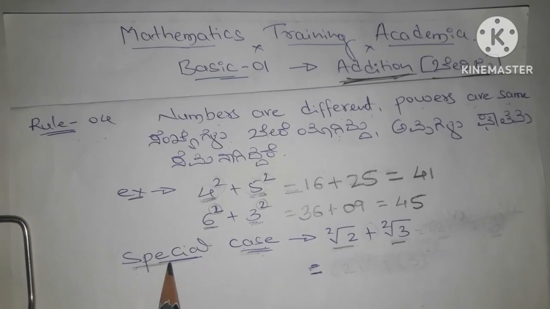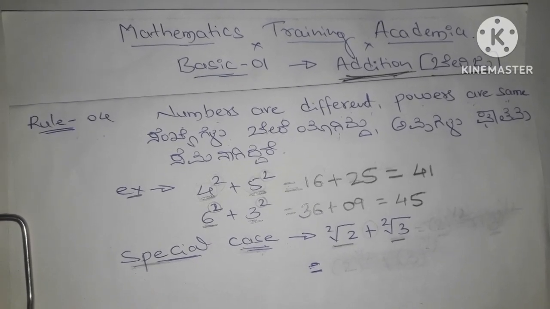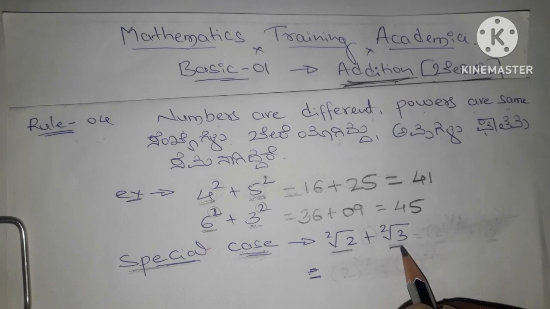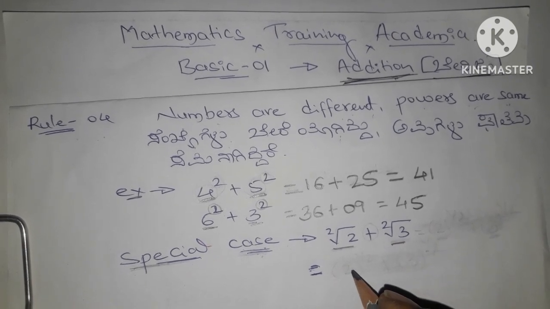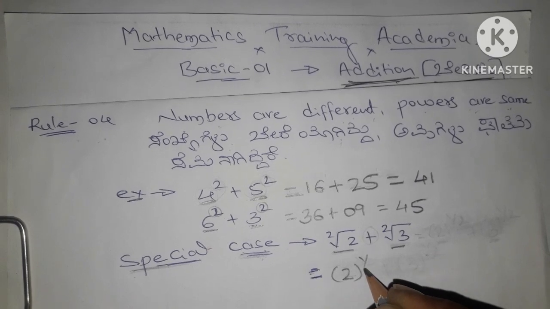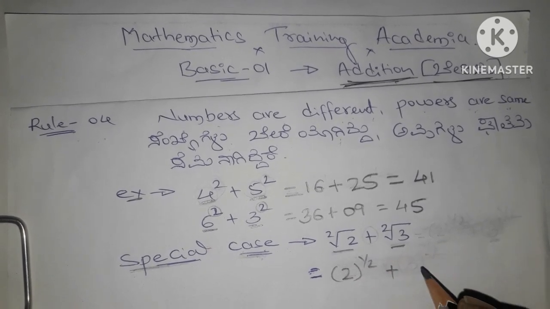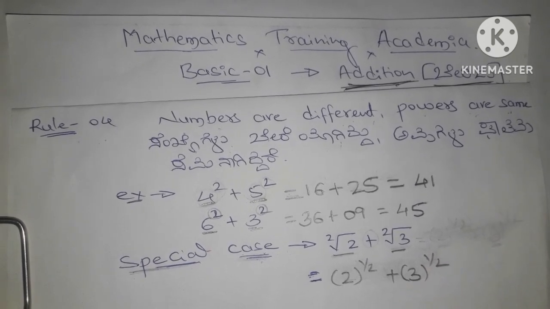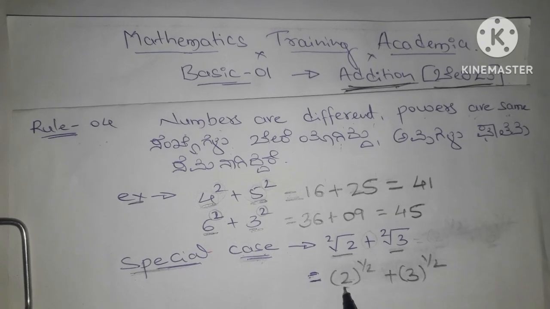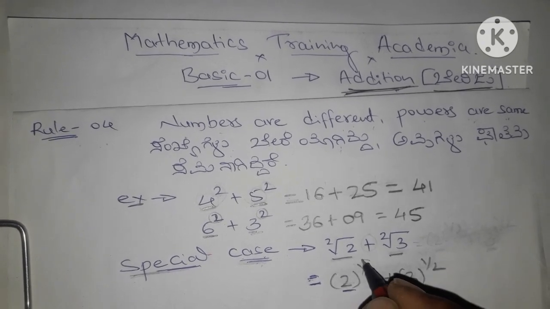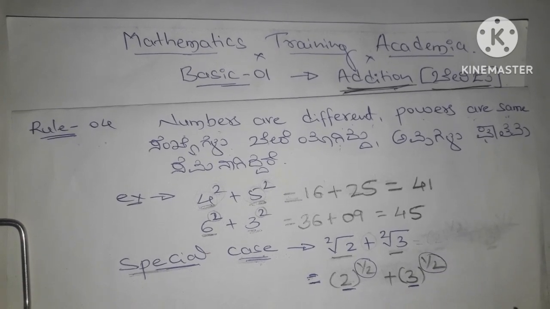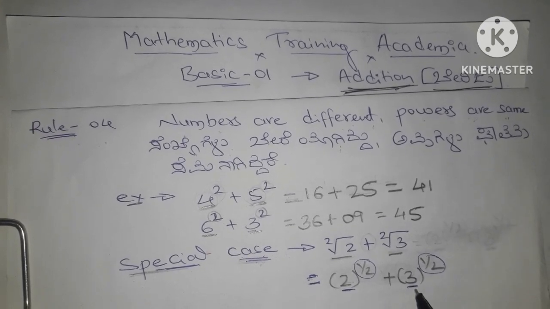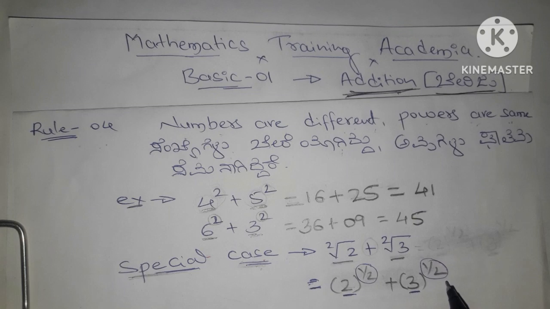So at last we have a special case under rule number 4. Let's see about it. Here we have root 2 plus root 3. Root 2 can be written as 2 to the power of 1 by 2, plus root 3 can be written as 3 to the power of 1 by 2. So here you can see the numbers are different but their powers are the same. But we cannot add these numbers, even though the numbers are different and their powers are the same.